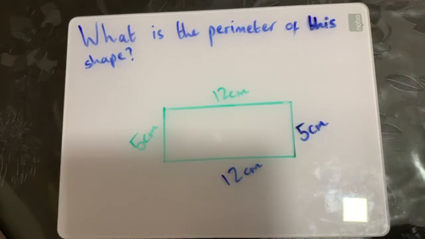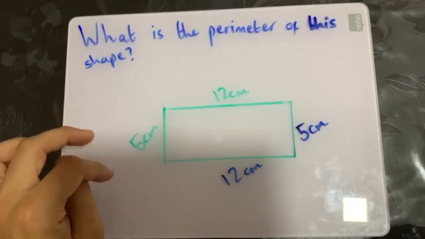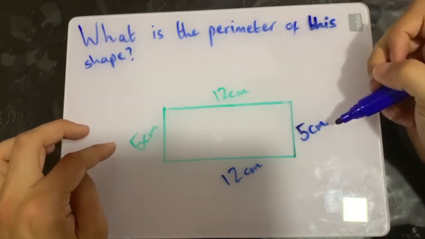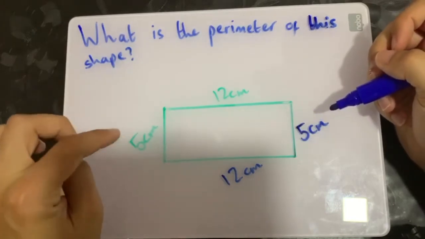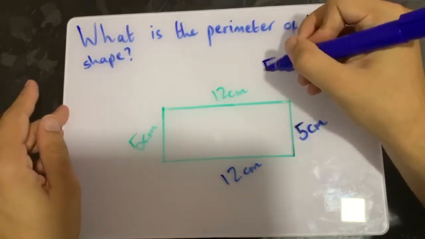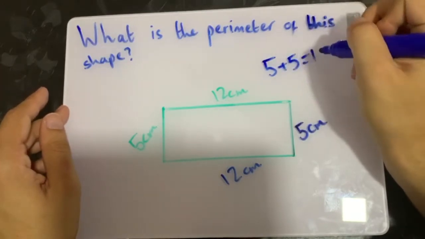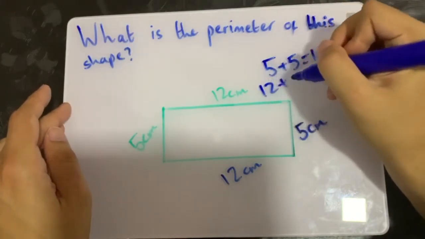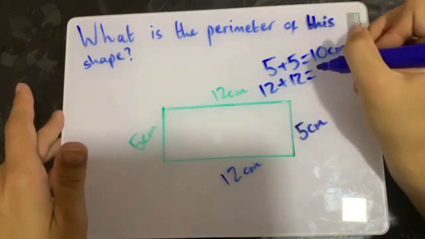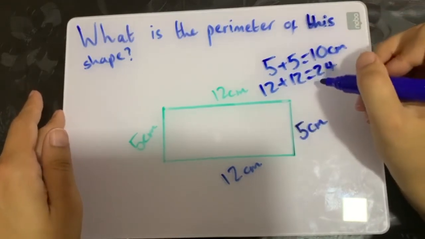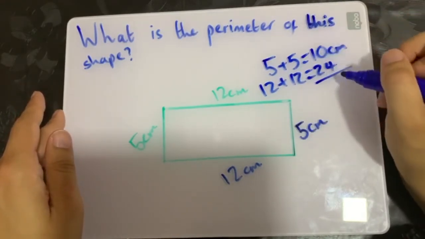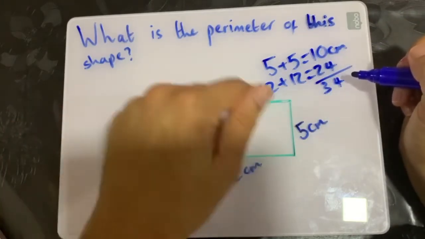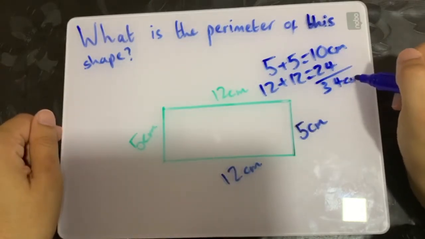So now I've got the length of all of the sides, and all I need to do is add them up to find the perimeter. So I've got 2 sides that are 5 centimeters and 2 that are 12. So I need to do 2 different things. 5 plus 5, which is 10 centimeters. And I have 12 plus 12, which is 24 centimeters. And I'm just going to quickly do column addition to add them up. 0 and 4 is 4, and 1 add 2 is 3. So that must mean that my perimeter is 34 centimeters.